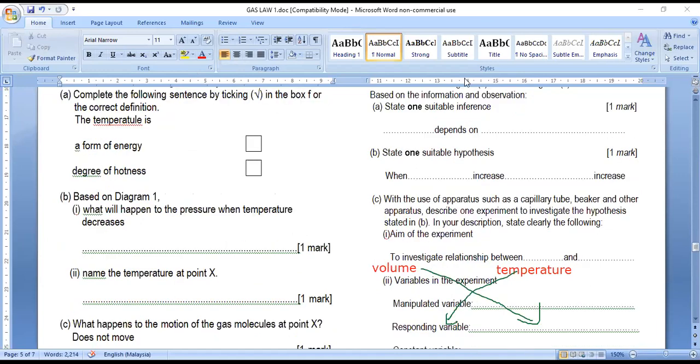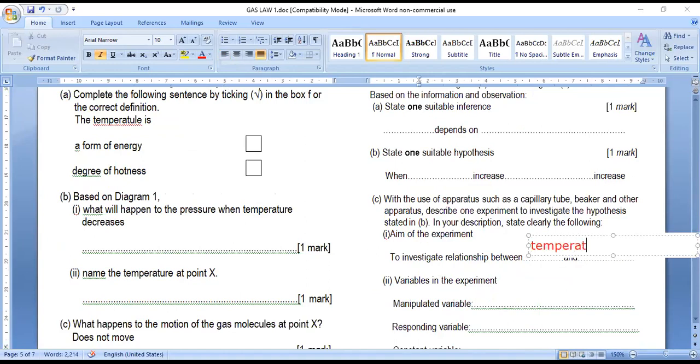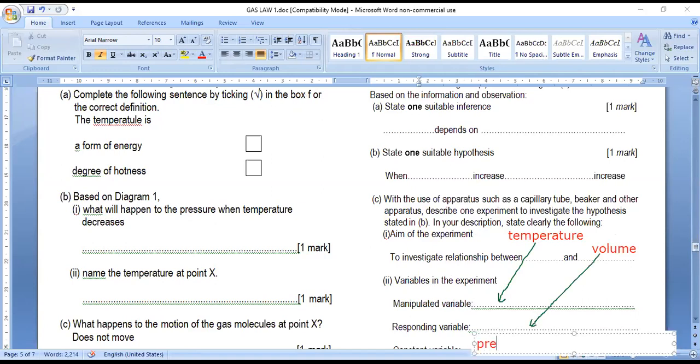Next, the aim is to investigate the relationship between temperature and volume. Your manipulated variable will be temperature, the responding variable will be volume. Your constant variable here will be pressure.